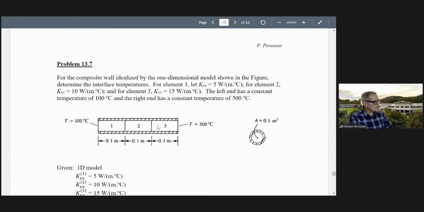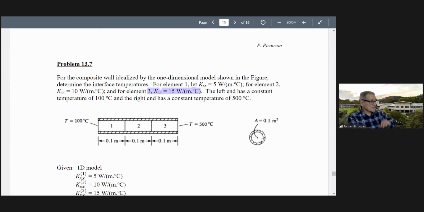This is a composite wall. Three materials are here with three conductivities. For element 1, it is 5 watts per meter degree centigrade. Element 2, it is 10. Element 3, it is 15. The left end is at 100 degrees centigrade. The right side is at 500 degrees centigrade.